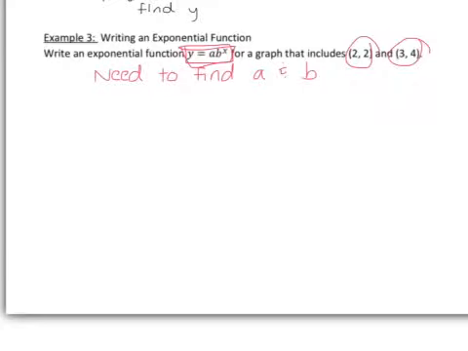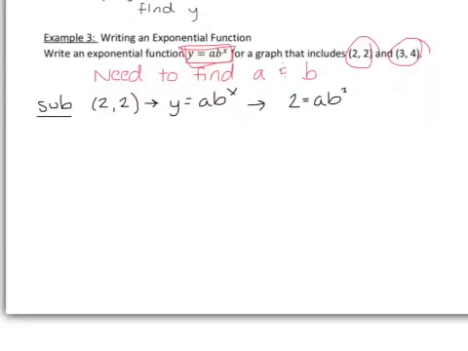So let's start out with the information that we have. I'm going to sub a point, so 2, 2, into y equals AB to the x. So that looks like 2 equals AB squared. We okay so far? Follow what I'm doing, and then you can use these steps every time on your homework.